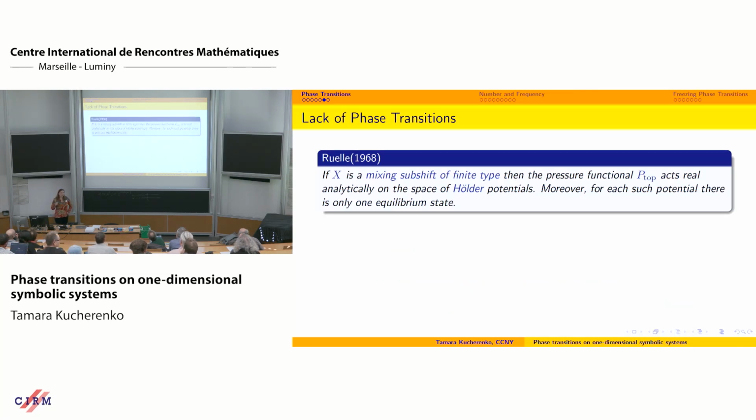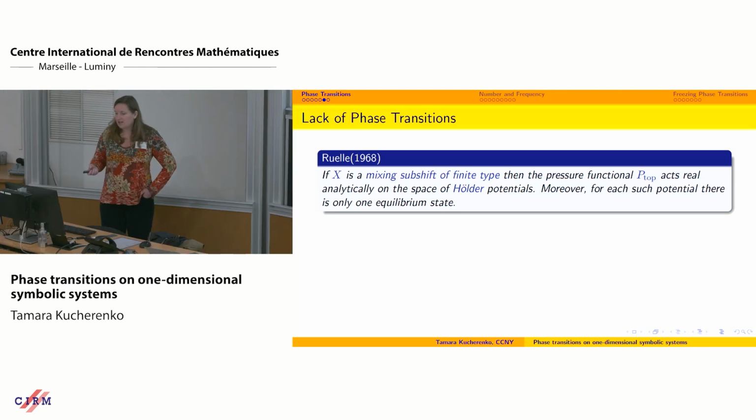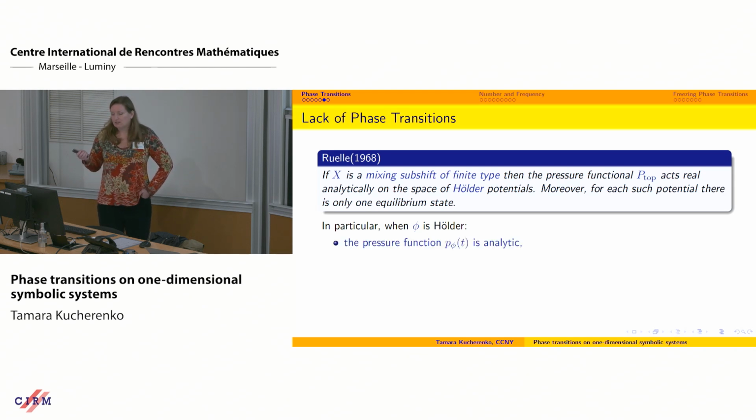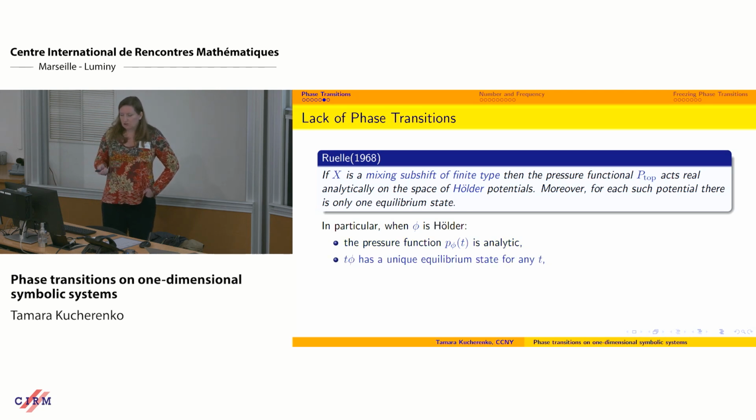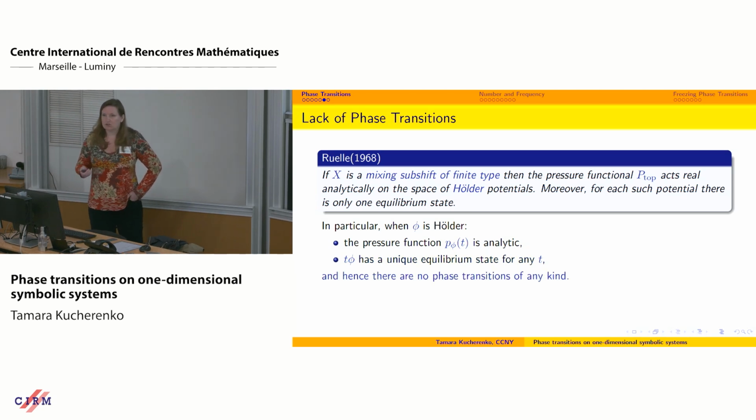Now, in one-dimensional shift spaces, we have this very powerful result of Ruelle for Hölder potentials. Hölder potentials correspond to exponentially decaying interactions in statistical physics, so not finite range, but exponentially decaying ones. And Ruelle proved that on a mixing subshift of finite type, the pressure functional is analytic on the space of Hölder potentials, and the equilibrium state is unique. The consequence is that when the potential is Hölder, the pressure function is analytic. For each t, tφ has a unique equilibrium state. So there are no phase transitions of any kind.